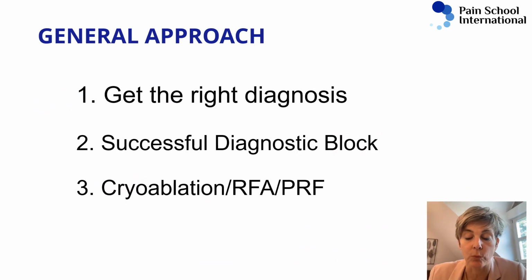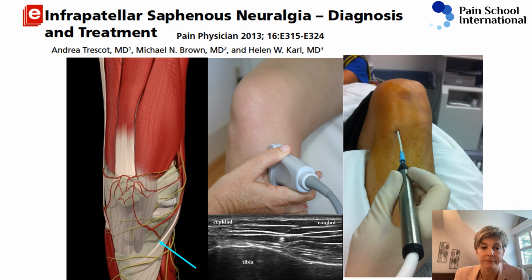So again, what is the general approach for peripheral nerve? You need to get the diagnosis right. So you need to understand the nerve innervation pattern. You identify that this would be my nerve. It's consistent with the mechanism of injury. And then you do a diagnostic block, again with very low volume local anesthetic. So let's pick one, infrapatellar saphenous neuralgia.